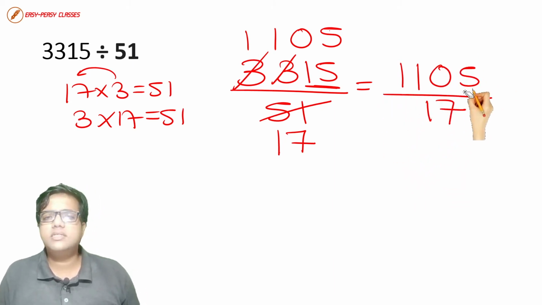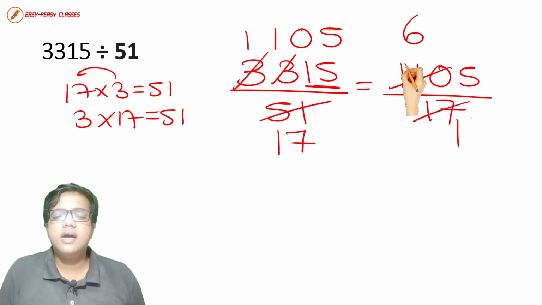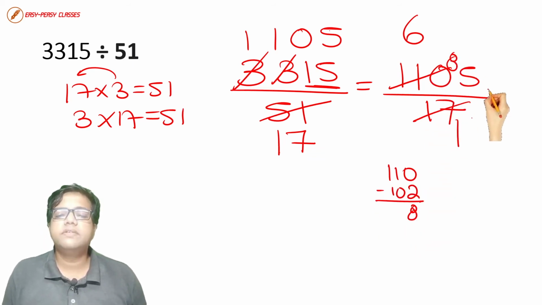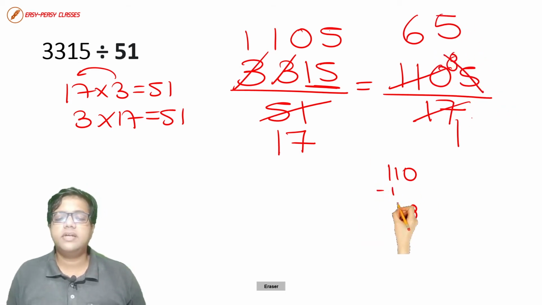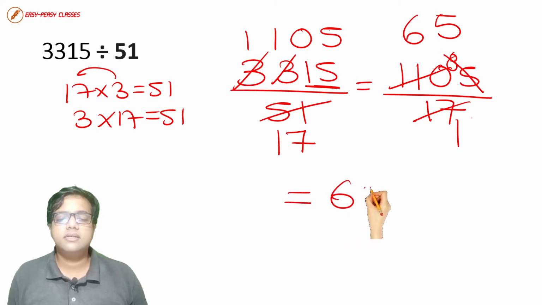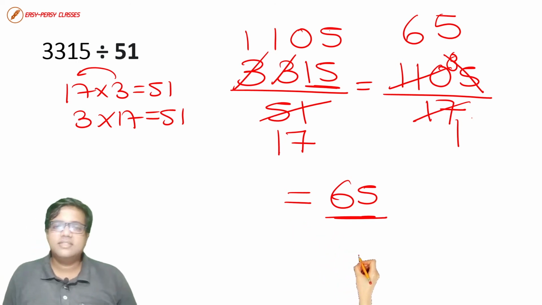So let's divide this. This is easy. 17 ones are 17. 17 6s are 102. 110 minus 102, what will you get? You will get 8. So 8 is the remainder. 8 with 5 is 85. 17 5s are 85. So what will you get? You will get 65 as the answer.